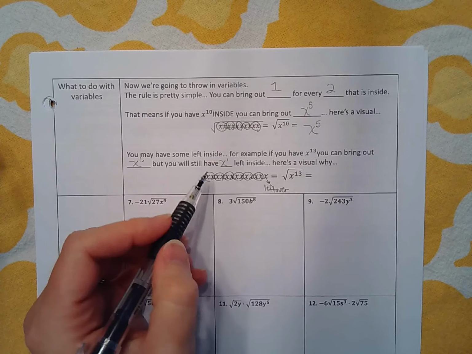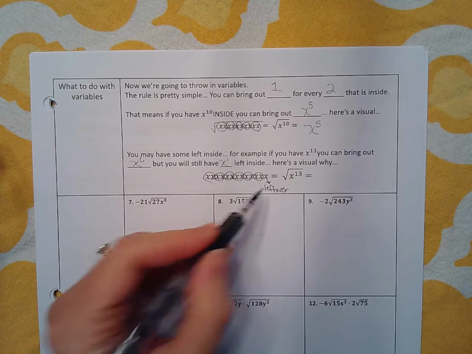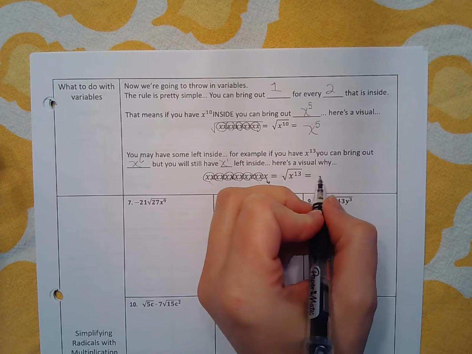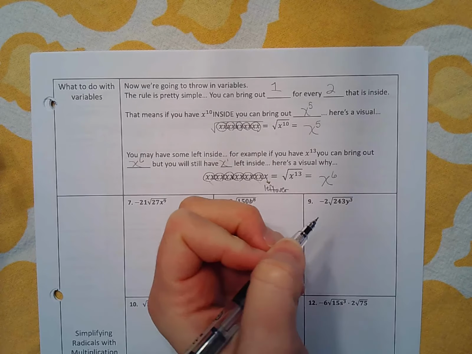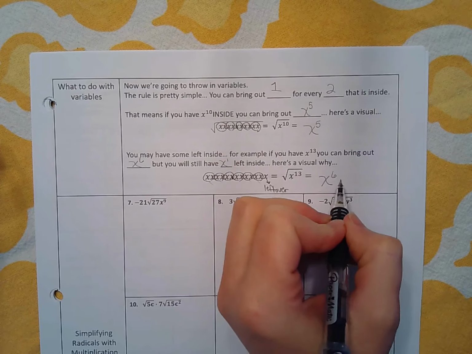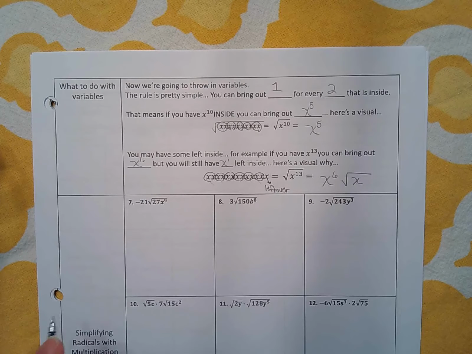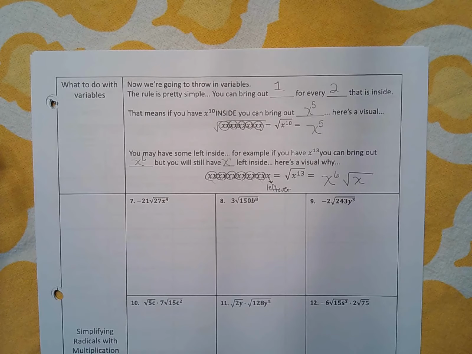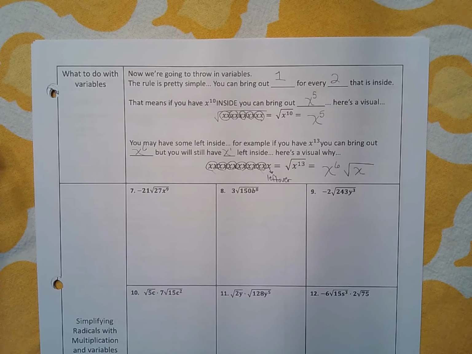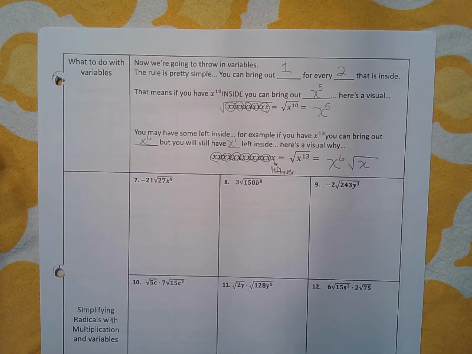So let's count our circles. 1, 2, 3, 4, 5, 6 circles. So we're going to have x to the 6th, because we had 6 groups of 2, and a leftover. He's trapped inside. He didn't have a buddy to break free. They have to have a buddy to break free out of jail, and he didn't have one, so he's still in jail.